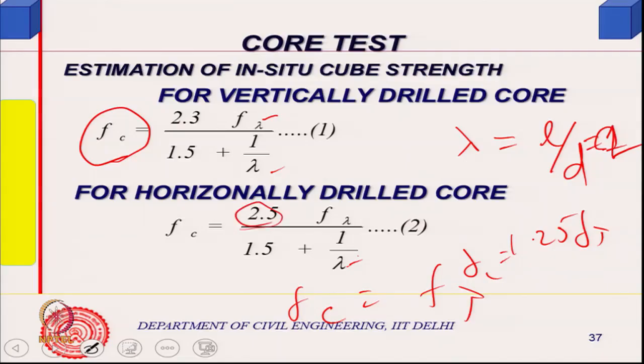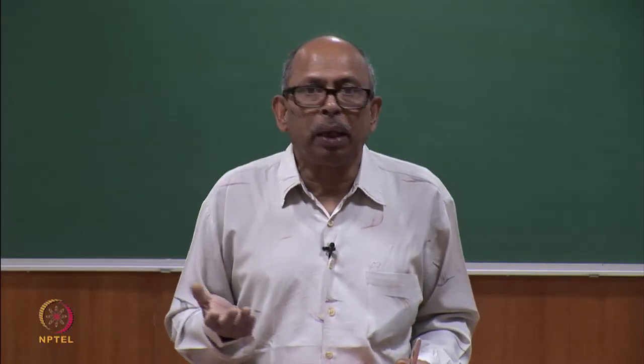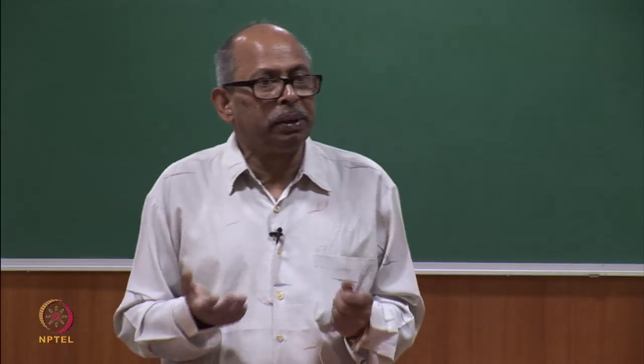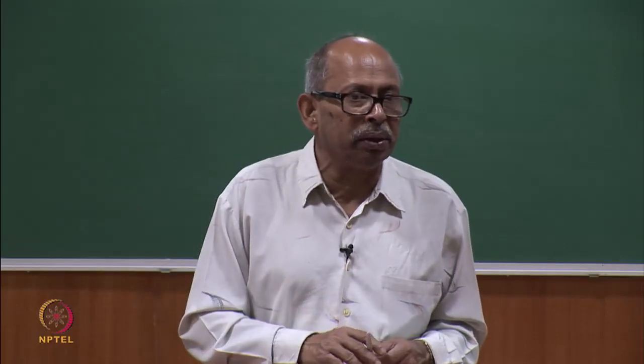Now, these factors are different for vertically drilled core and horizontally drilled core. If it is a vertically drilled core, the multiplying factor is reduced, that means you are dividing it by some value, while a horizontally drilled core is as good as a standard cube, because casting of the cubes is done from bottom to top. Concrete is also cast in the same manner. So, this is related to this sort of situation.